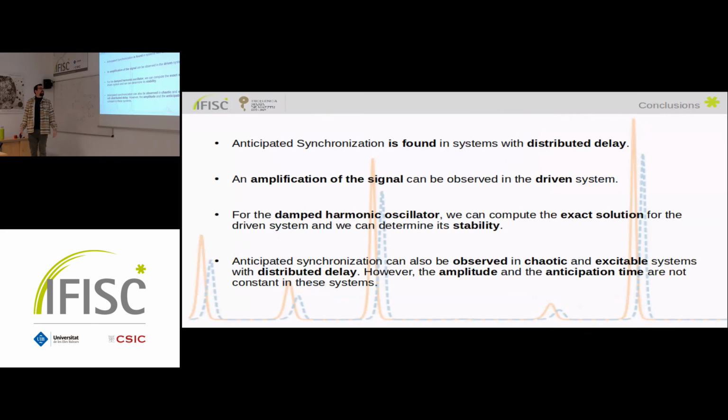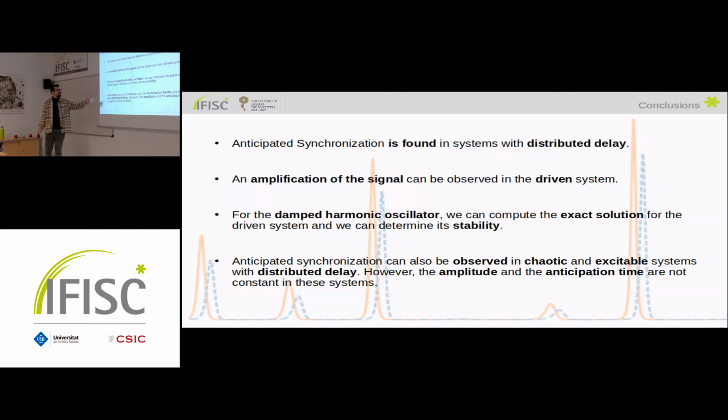So just to sum up, we are able to find anticipated synchronization in this system with a distributed delay. And in some of the systems, there is also an amplification of the signal, which is kind of interesting for us. So this amplification happens in the linear system, but it can also happen sometimes in a chaotic system, which is interesting. Then we use the damped harmonic oscillator to get an idea of how the solutions of this problem look like, and we were able to compute the exact solution and the stability.